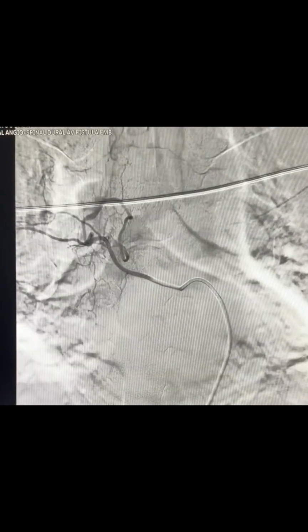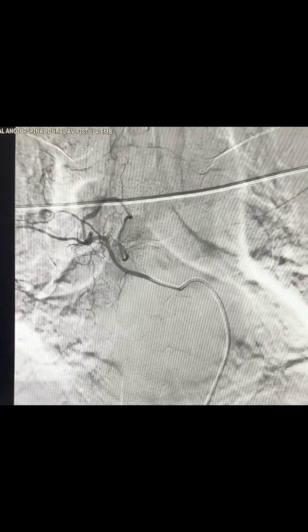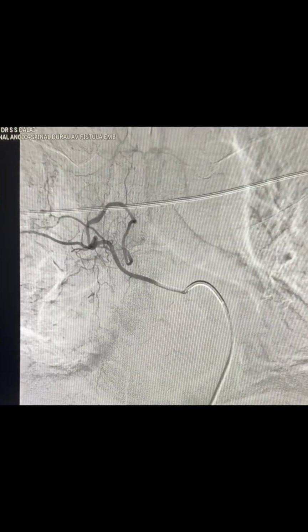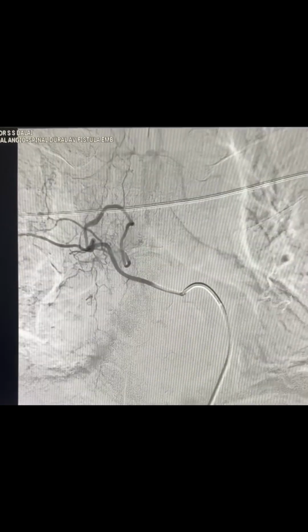Now, today we will see how to treat a spinal dural AV fistula. Let's go. This is basically an angiogram of the spinal cord. The angiogram of the spinal cord means we basically inject the intercostal arteries and the subclavian artery and the internal iliac artery, the median sacral artery.